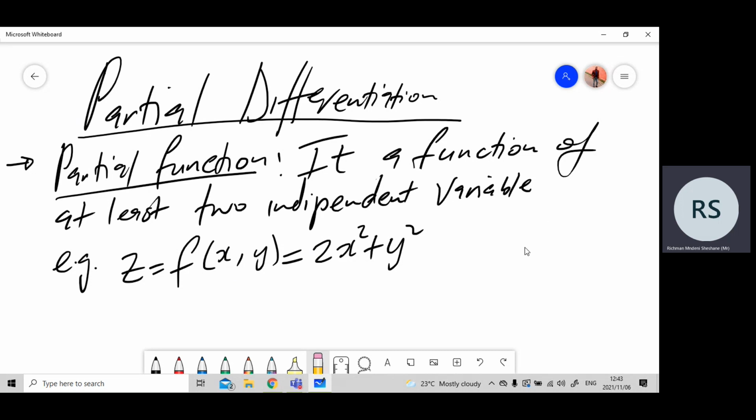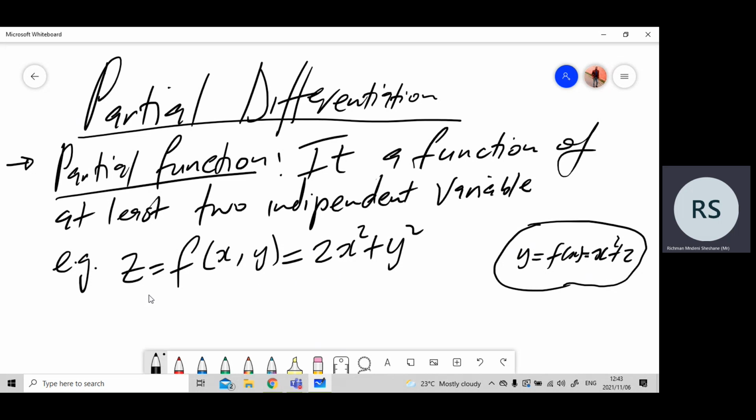So don't confuse this with ordinary functions. For example, you used to think of y as a function of x in ordinary functions. So y is a function of x, maybe for example, it's x squared plus 2. You see, this is the ordinary function of one variable. Y in this case was a function of x.